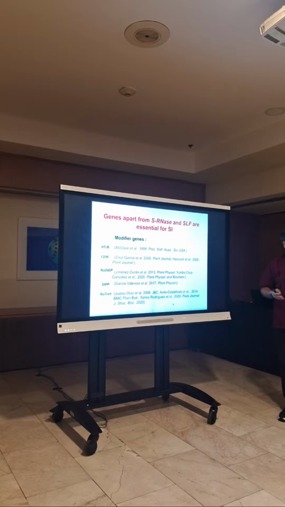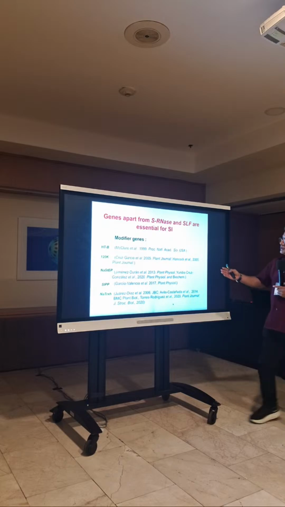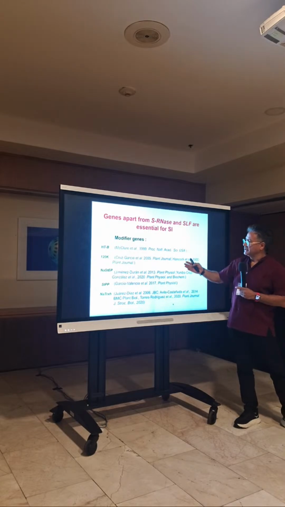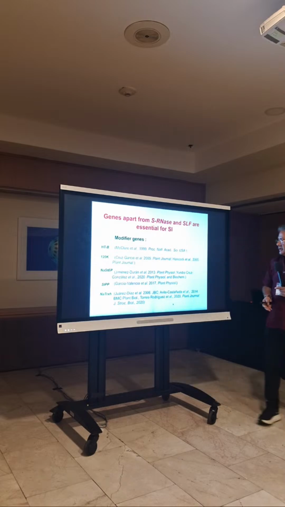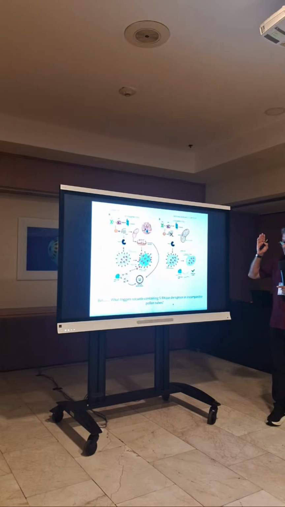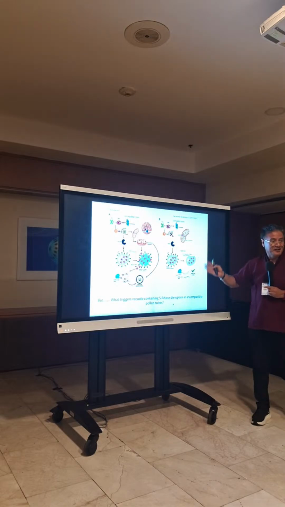But life is not so easy, and we know that other genes are playing a role in the self-incompatibility biochemical cascade. There are other genes, we call them modifier genes, and at least 5 genes have been identified in Nicotiana that play a role in the pollen rejection response. So we have a model. This is a very, very complicated model.